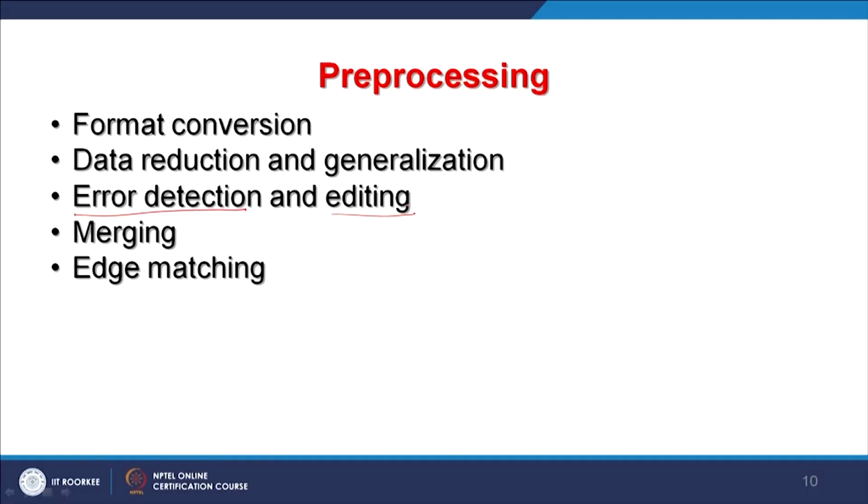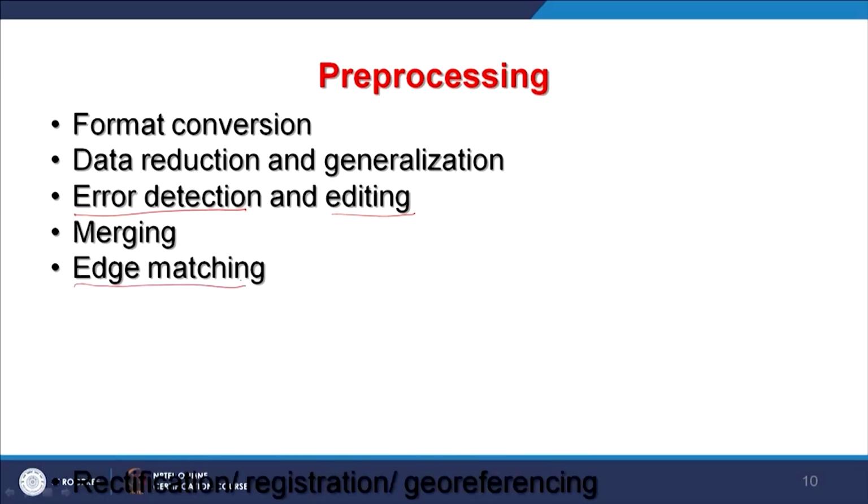And then edge matching. If you are having two adjacent topo sheets data, then sometimes because of projection issues, the data on the boundary edges may not match very perfectly automatically. So sometimes manual edge matching is also required.